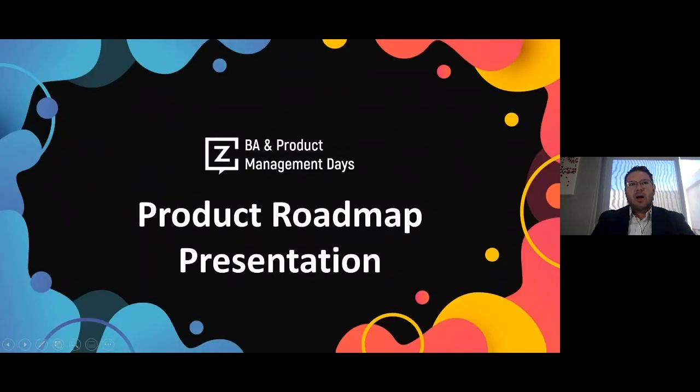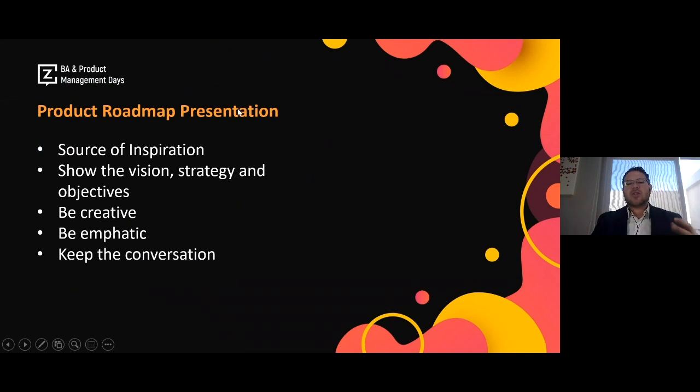Now, how to do a proper product roadmap presentation. First, you need to find your source of inspiration. When you're presenting the product roadmap to your stakeholders, you need to know how you came to the idea of the product roadmap that you built.